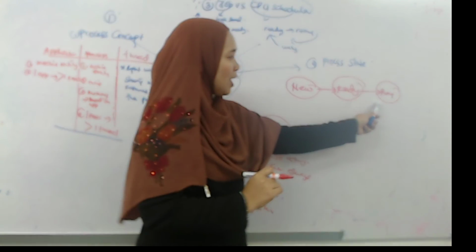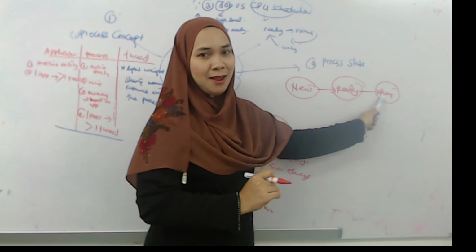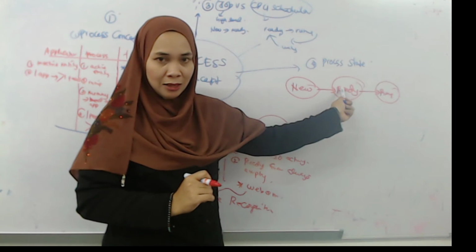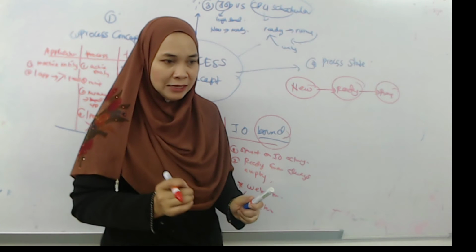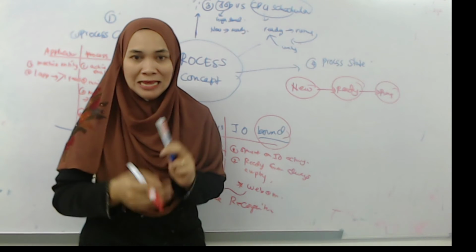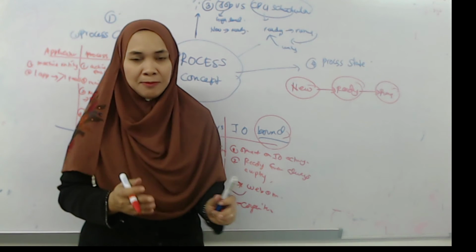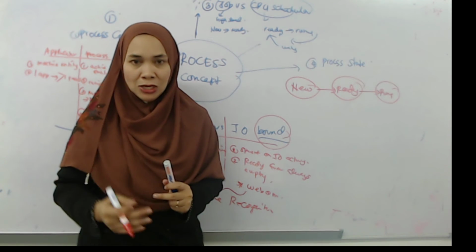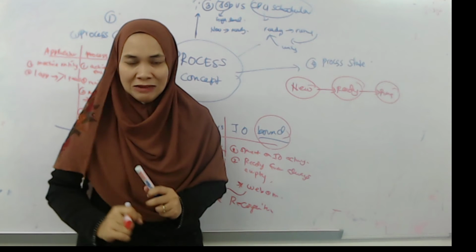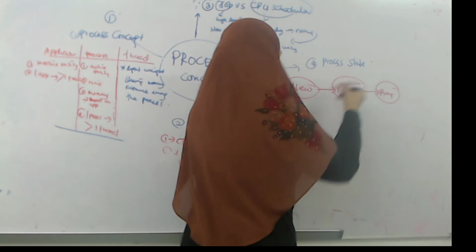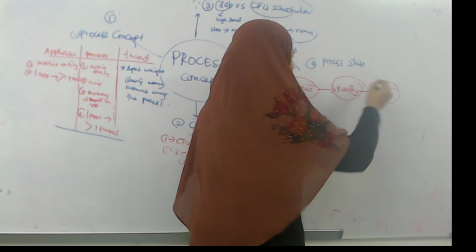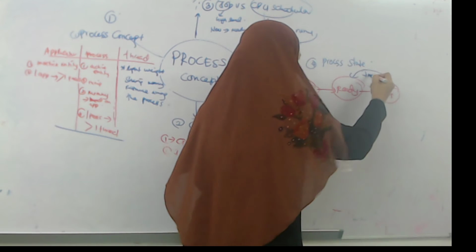While running, processes can go back to ready. Maybe there is an interrupt. When an interrupt occurs, the CPU must release this process and then issue the interrupt, because interrupt has the first priority. So here, running can go to the ready state. This we call interrupt.